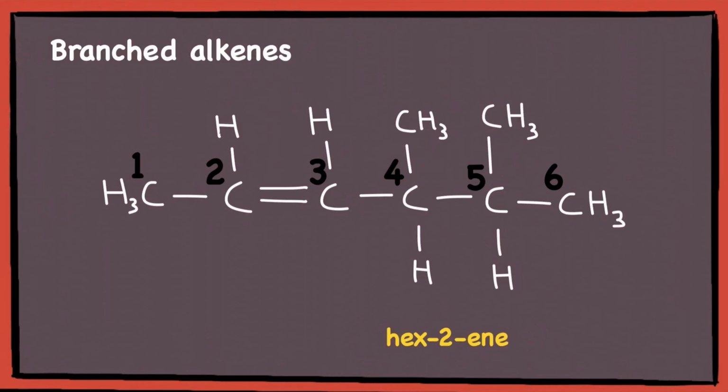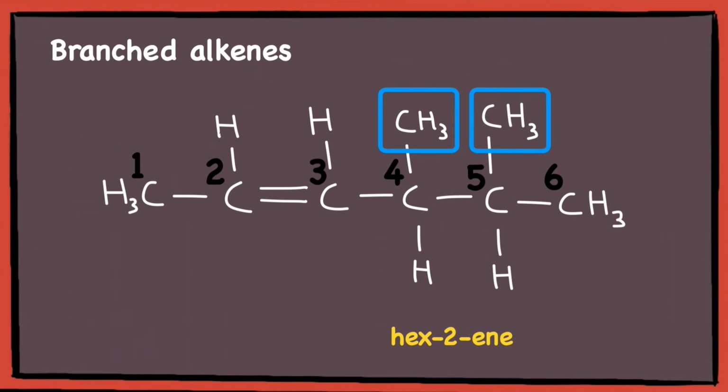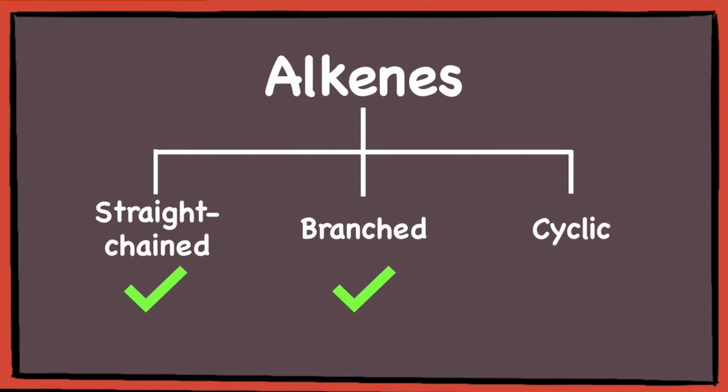Lastly, we can add in the prefix. So we have 2 exact same methyl side groups sticking out of the 4th and the 5th carbon atoms of the parent chain. So the molecule will be called 4,5-dimethyl-hex-2-ene.